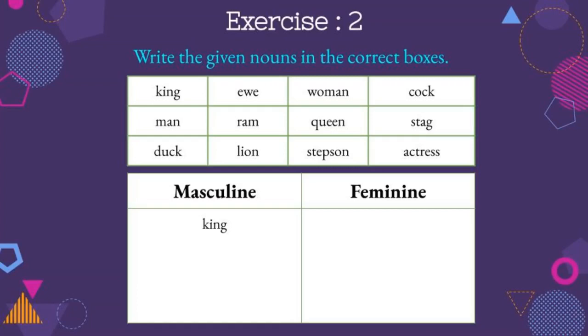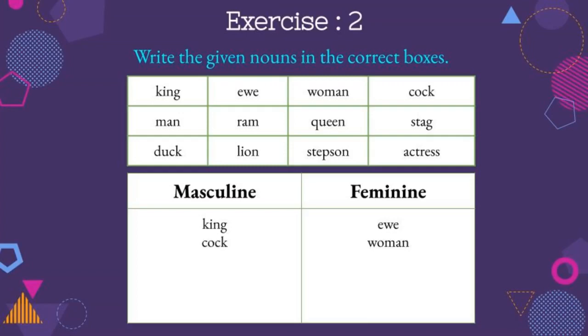Okay, and the next word is ewe. What do you mean by ewe? Ewe means it's a female sheep. What is the meaning of ewe? The female sheep. So write the second noun ewe in the feminine box. And the third word is women. We know very well that the noun women belongs to the feminine. So write the third word women in the feminine box.